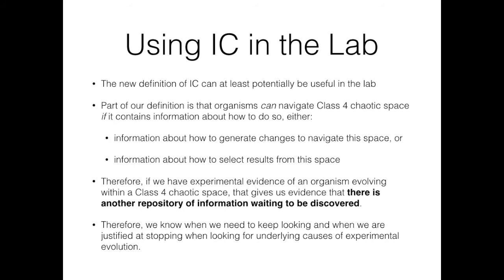So if we have experimental evidence, and I focus on experimental evidence because people claim all sorts of things have evolved. The question is, have you seen it evolve? But if you have experimental evidence of an organism evolving within a class 4 chaotic space, so you have something where it develops a new negative feedback loop, then that is evidence that there is another repository of information waiting to be discovered. So if you were in the lab and you see, oh my gosh, this evolved a negative feedback loop, we can know from this formulation that the way that it had to happen is there had to be information directing it. So we now know that there's something to look for.